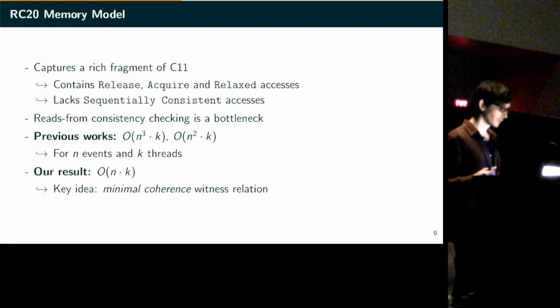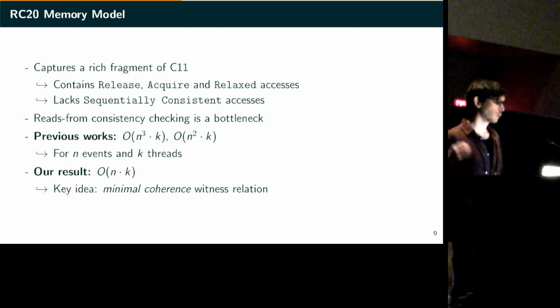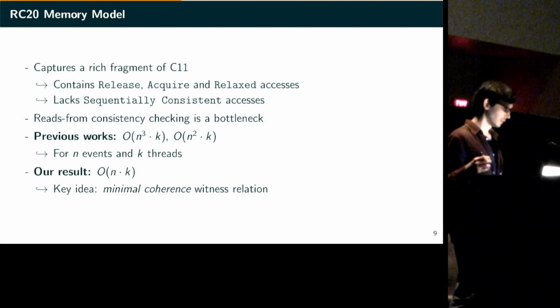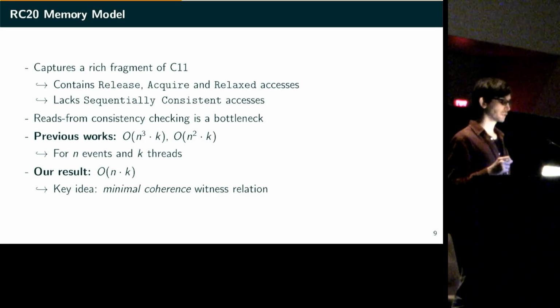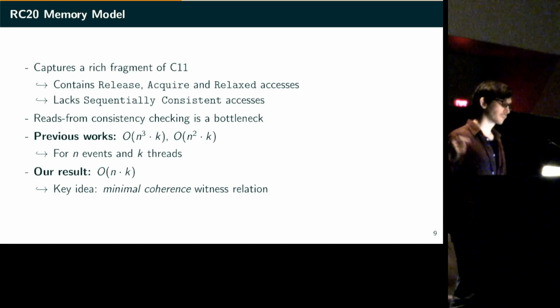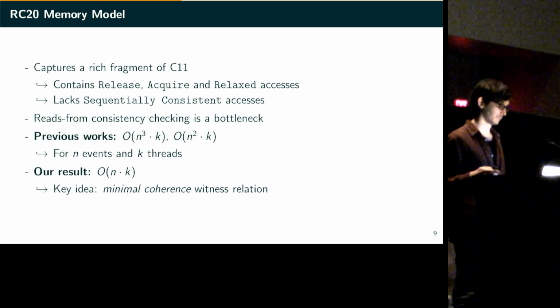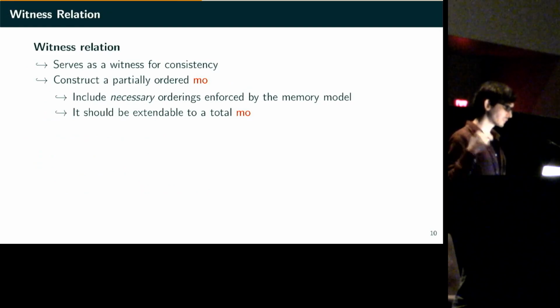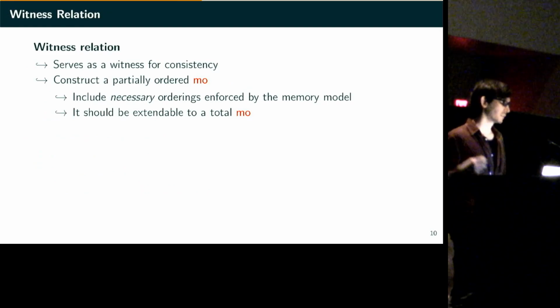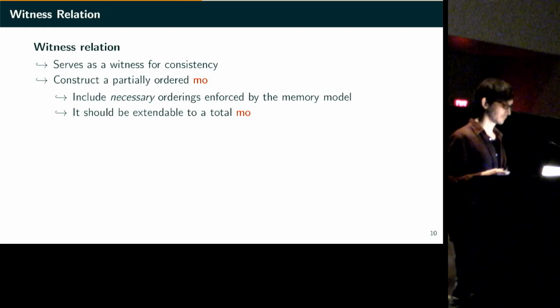And in this work, we show that we can solve this problem in O of n times k time, where n is the number of events and k is the number of threads. One important thing to point out here is that the number of events is typically significantly larger than the number of threads. So having only linear dependence on the number of events is important. And our key technical contribution to achieve this bound is the notion of minimal coherence witness relation. So I will first discuss the notion of witness relation, then I will discuss the notion of minimal coherence witness relation.